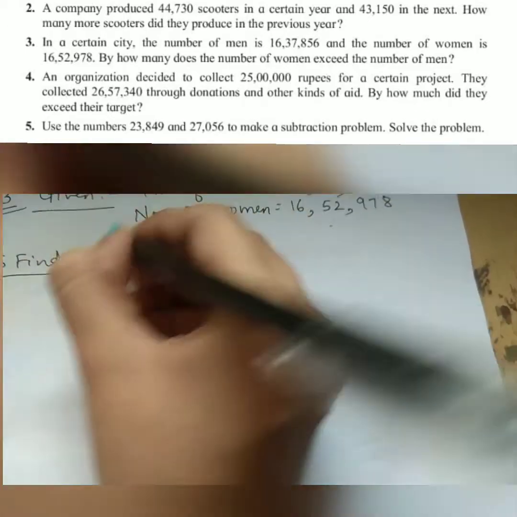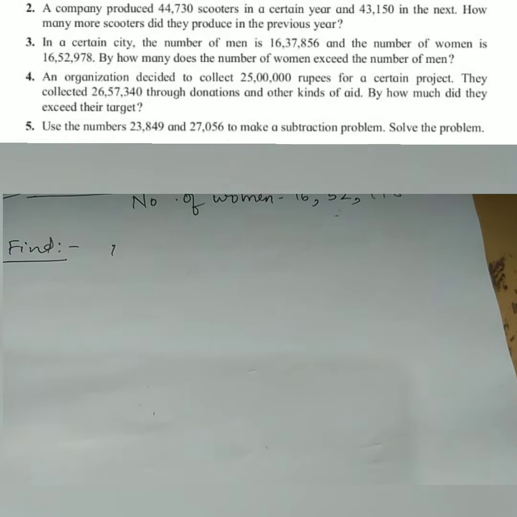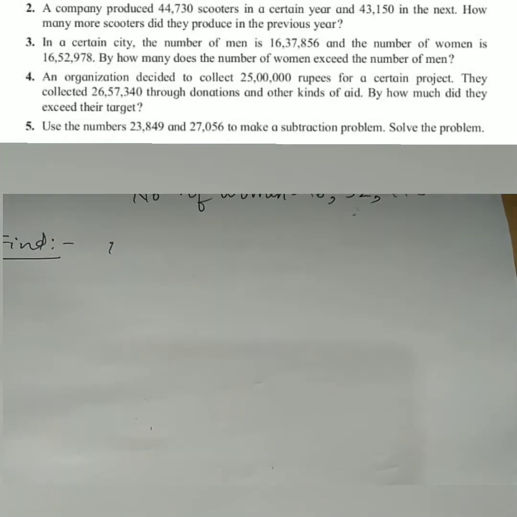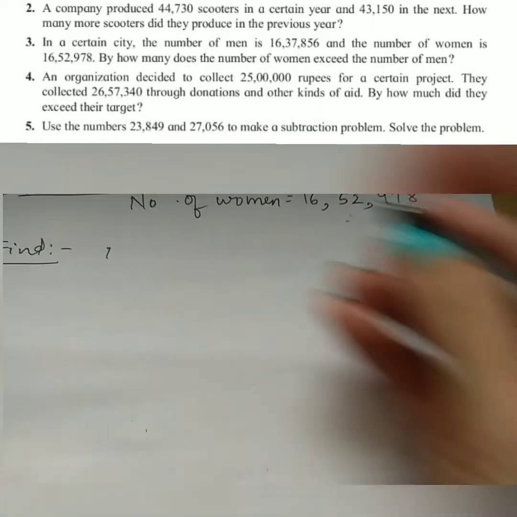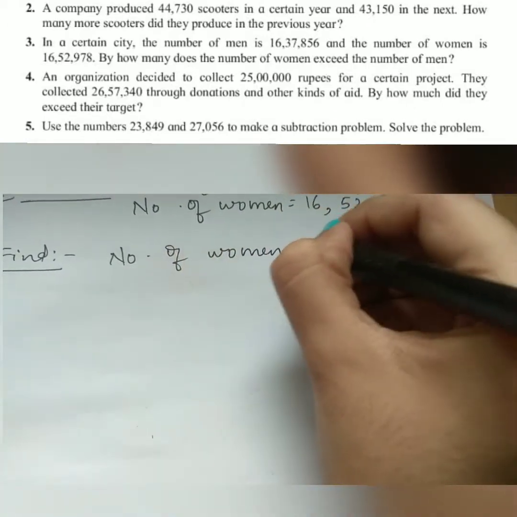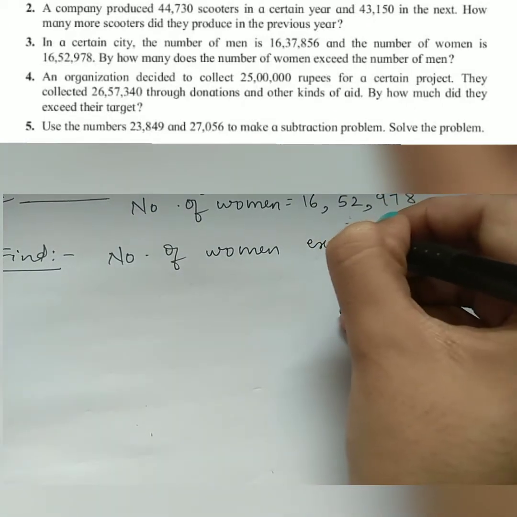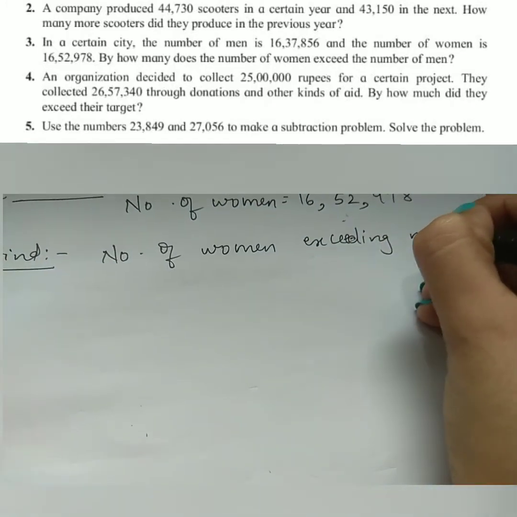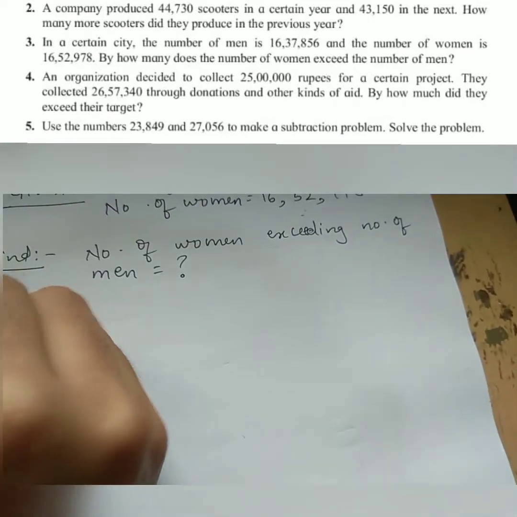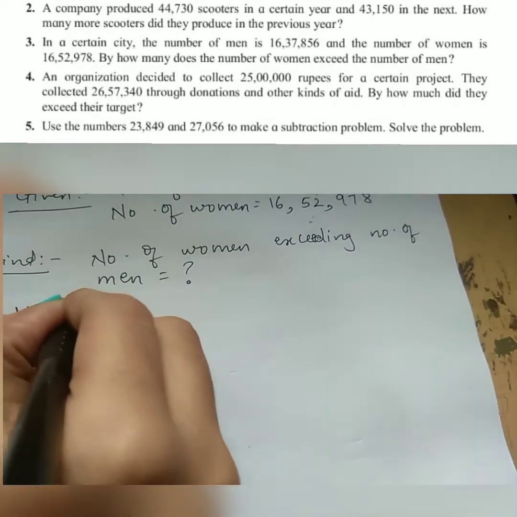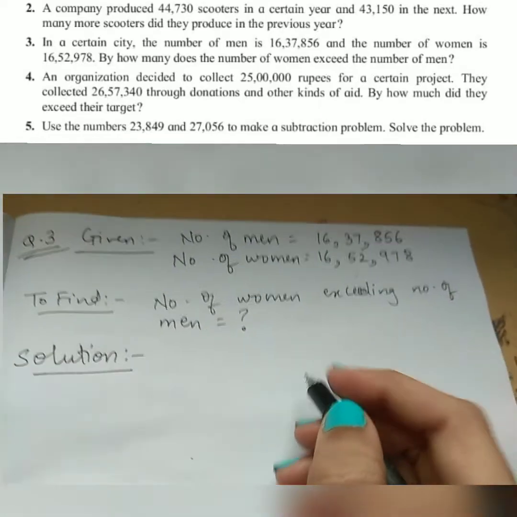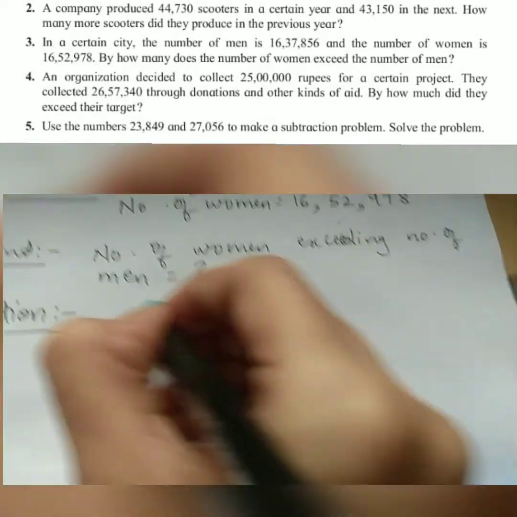What we have to find? It says by how many does the number of women exceed the number of men? So we have to find number of women exceeding number of men. For solution, what we will do? Subtraction. So bigger number above.